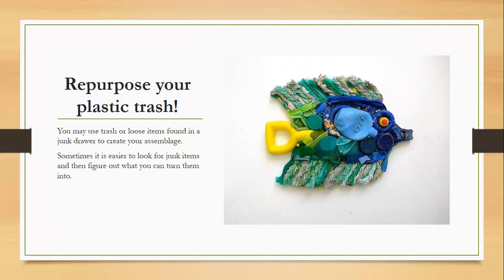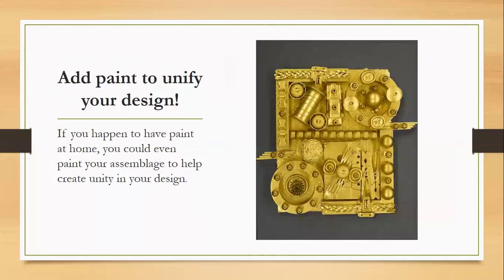Sometimes it's easier to work backwards. You can look at the pieces that you have, practice arranging them in different ways, and then sometimes the idea of the form will come to you. Another creative idea, if you have paint lying around the house, is to unify your assemblage by adding a color to it. You can see here that this artist spray painted or painted the assemblage gold to make all of the items come together. It helps unify the composition.